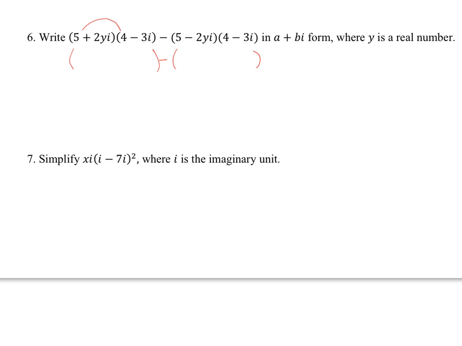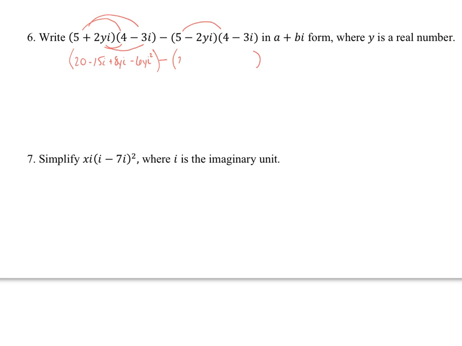5 times 4 is 20. 5 times negative 3i is negative 15i. 2yi times 4 is 8yi. And 2yi times negative 3i is going to be negative 6yi squared. All right, so there's one quantity taken care of. Now let's do this other one.